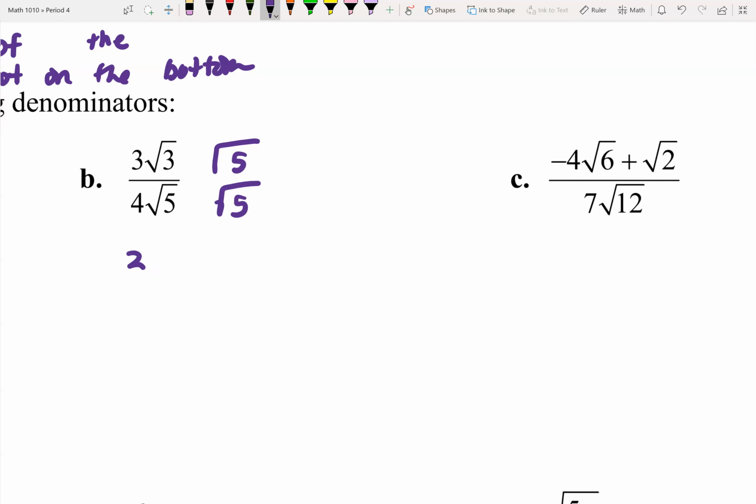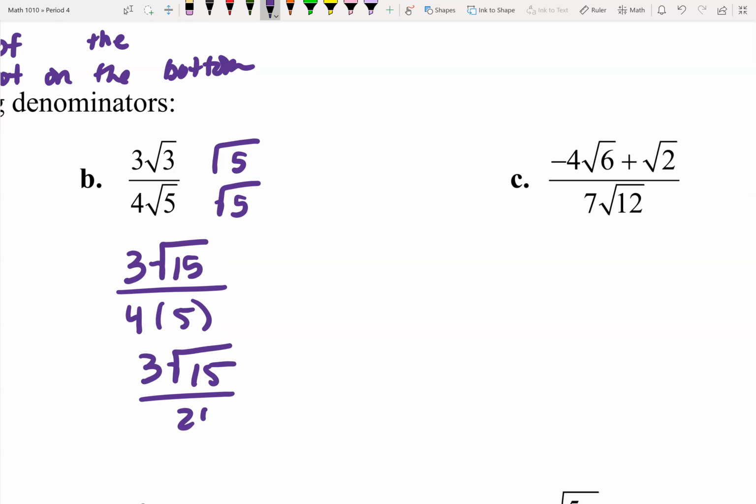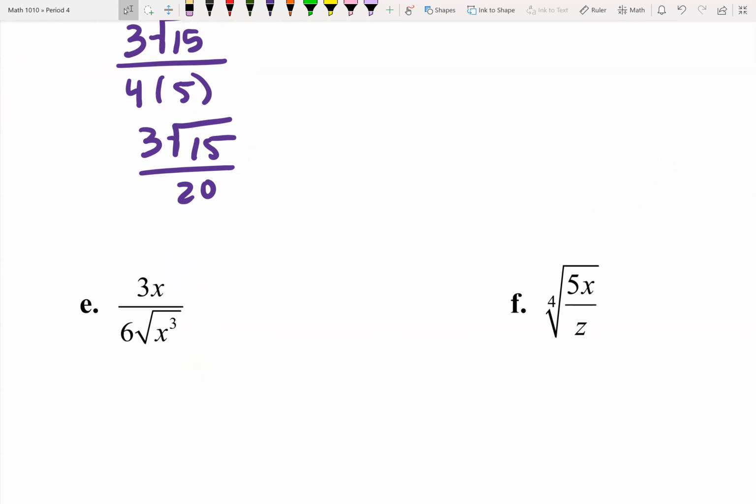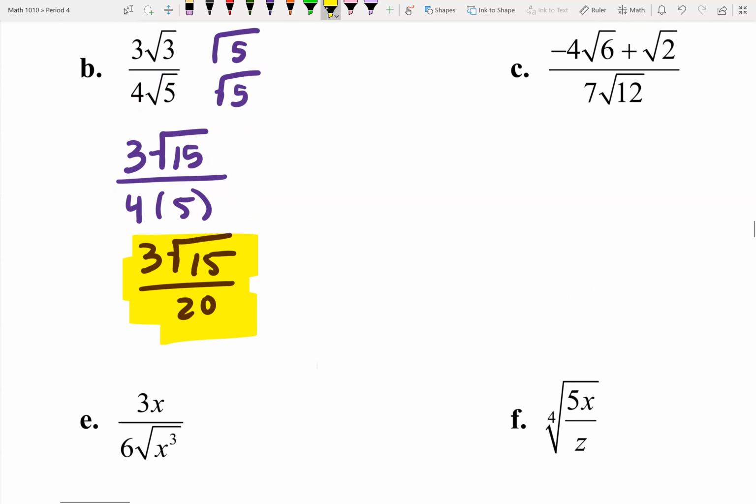Okay, so on the top I have 3 times the square root of 5 times 3 is 15. On the bottom I have 4. What's the square root of 5 times the square root of 5? That's 5. Is it 4 plus 5 now? It's times 5. So that gives me 3 square root of 15 over 20. Okay, now let's stop before we don't know if we're done. Can I reduce the 20 and the 15? Why not? One's in, one's out, so I cannot do that. Okay, and we're done.